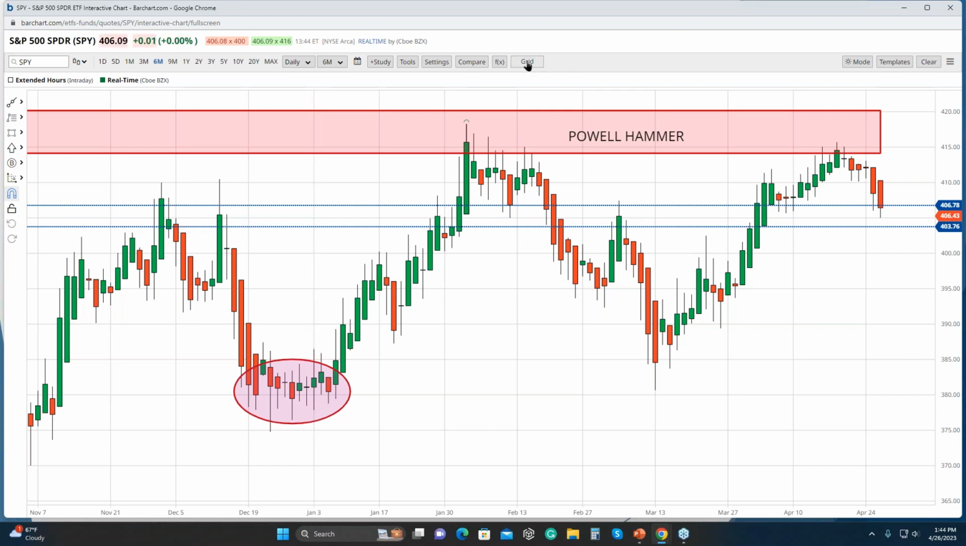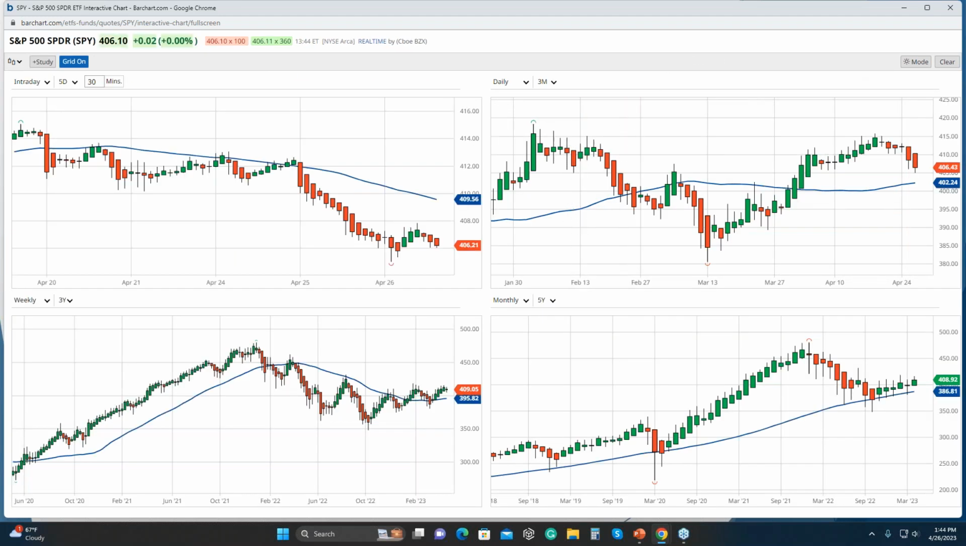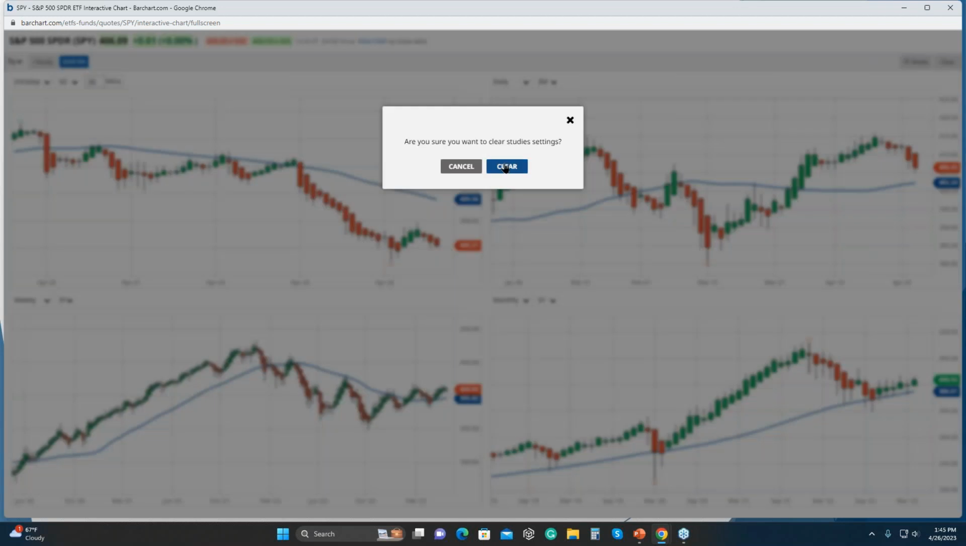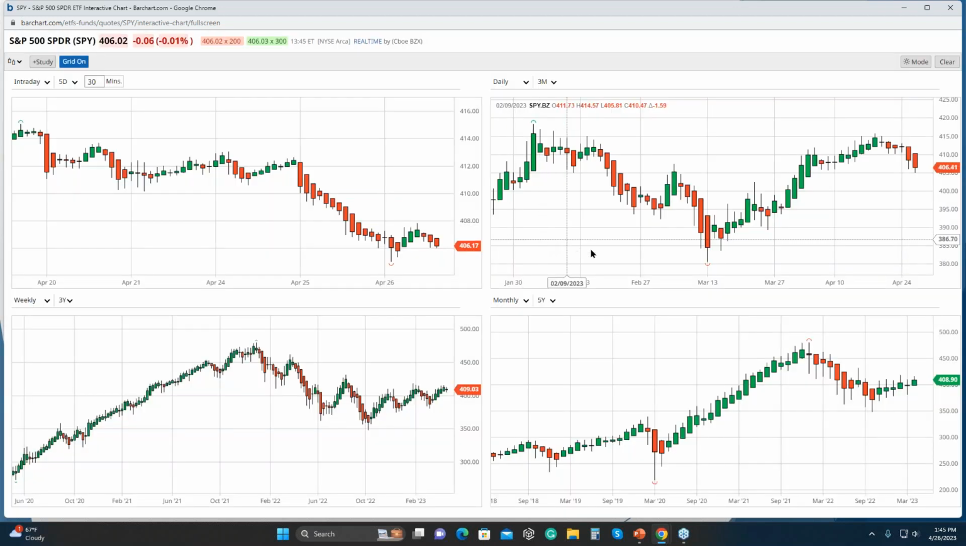So up here where it says grid, I'm going to go into the grid, and I'm going to go onto the 4 grids. Now, you don't have to use 4 different time frames. You could use 2 different time frames. I think 4 is a really good way to define this. So I'm just doing it. I just got rid of that moving average. So let's look at what we have here.